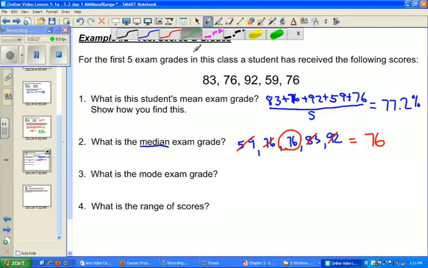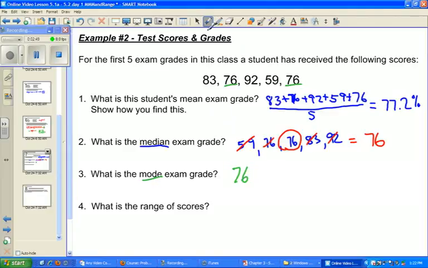Let's talk about mode. Mode is the most common. So when I look at the scores, I'm looking for the most common score, the one that happens the most, and I see 76 happens twice. The other scores do not happen twice. So the mode in this case is 76. That is the mode.